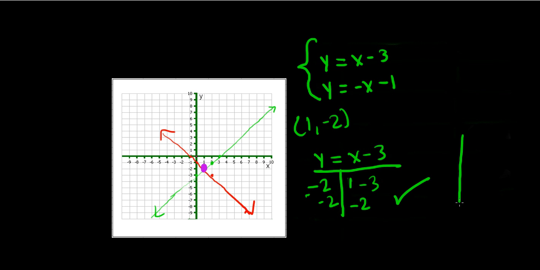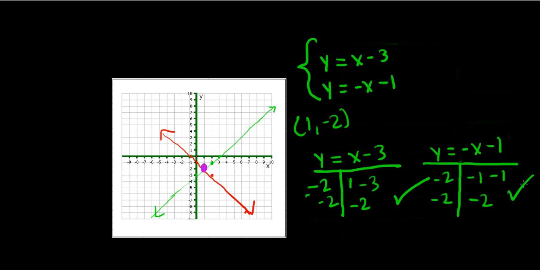Now we're going to test the second equation, plugging in the same x and y values. So y, which is negative 2, equals negative x, so that would be negative 1, minus 1. And when we solve negative 1 minus 1, we get negative 2, so it works there, and that is the solution.